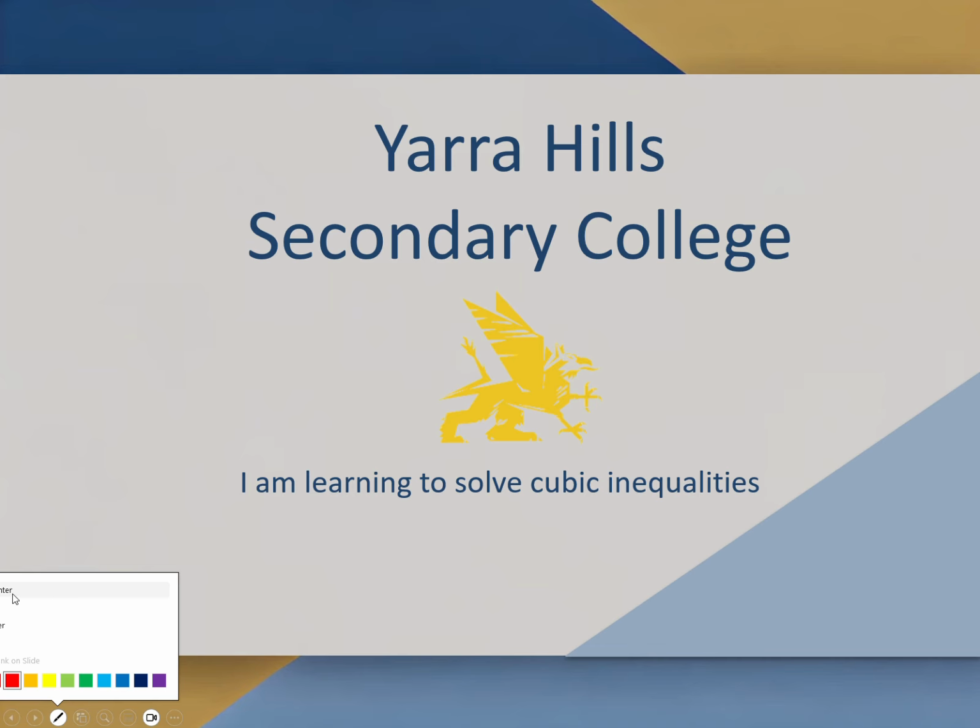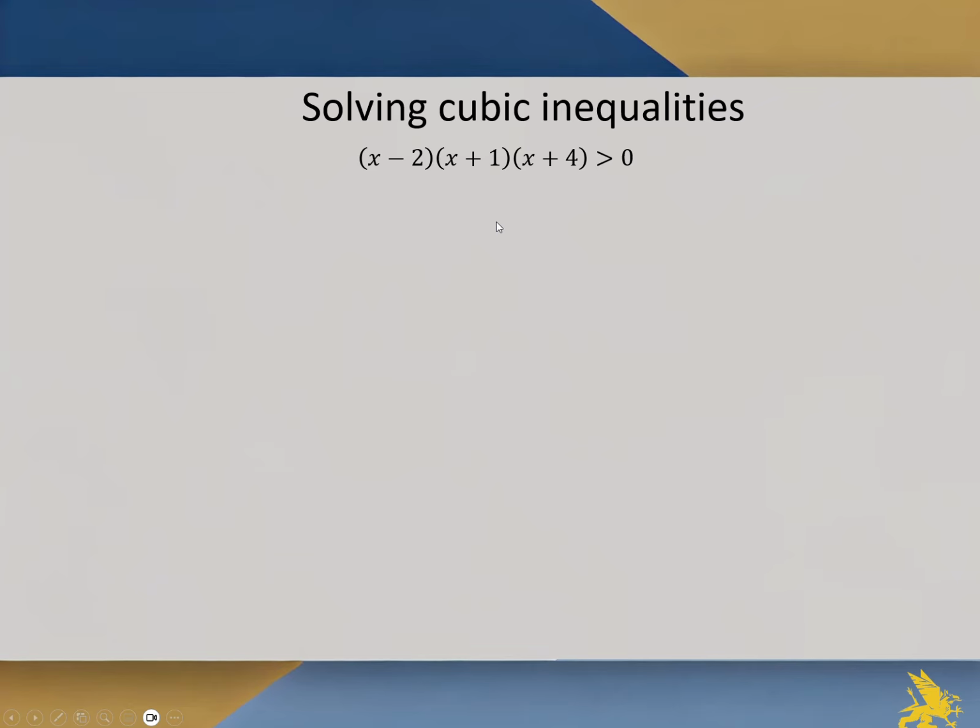Okay, so we are going to be looking at 6G from the Unit 1 and 2 Cambridge Methods textbook. This involves us learning to solve cubic inequalities. So let's look at the first question. We're going to solve the cubic inequality (x minus 2)(x plus 1)(x plus 4) for when it's greater than 0.